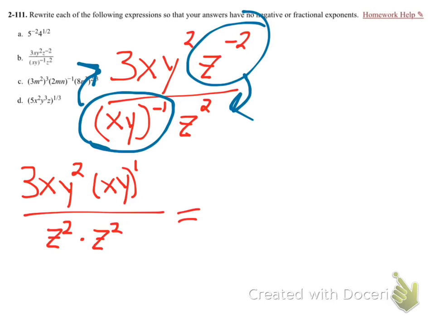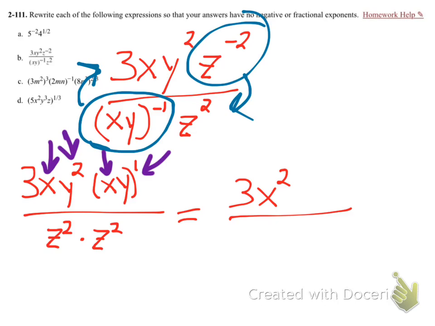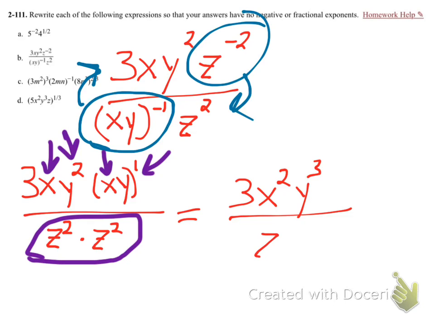So now simplifying this, my numerator, I have a 3. I also have an x times an x to the first, which is going to be x squared. I then have a y squared times a y to the first. That's going to be y to the third. And I have z squared times z squared in my denominator, which will be z to the fourth. And that is now simplified as far as it can go, with no fractional exponents and no negative exponents.